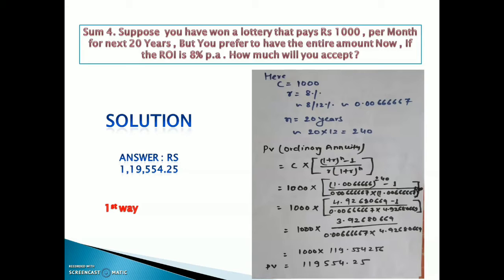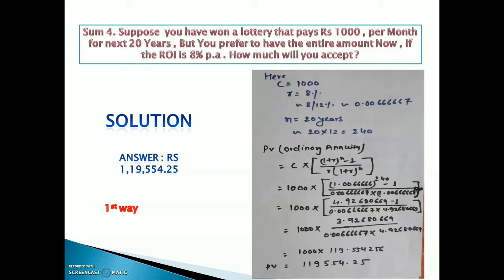Now putting all these values in the present value of ordinary annuity formula, we get the desired result, that is 1,19,554.25. As I said, do not worry about the power 240. It is very easy to calculate in the calculator. We will see how it is done.